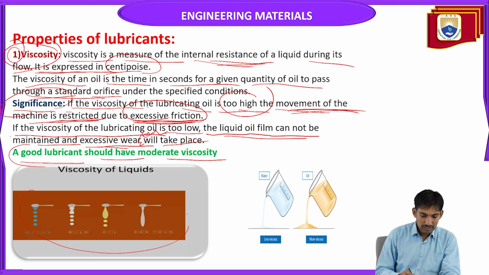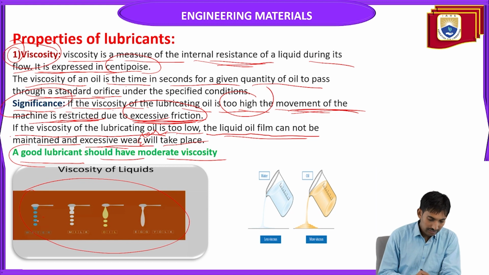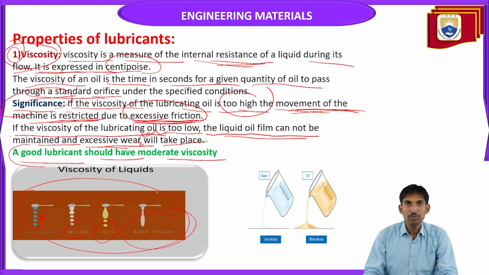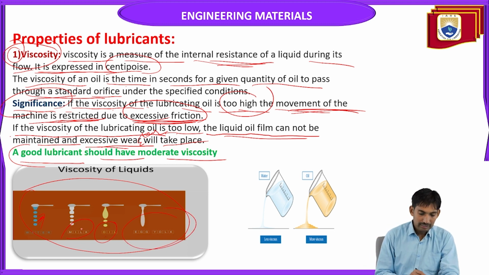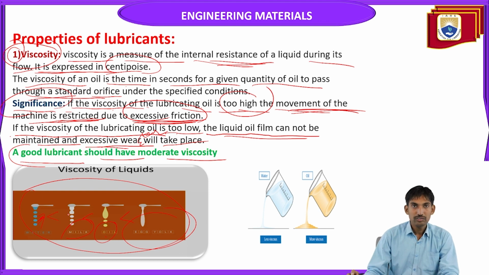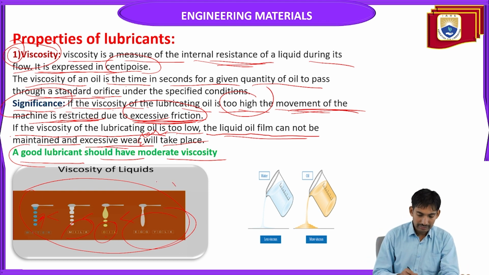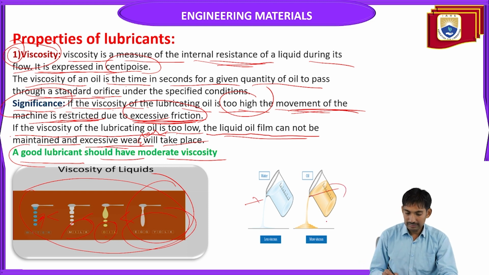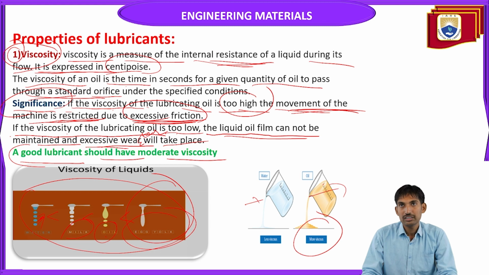See, here are examples of liquids with different viscosities. This is water, which has very low viscosity. Then milk: compared with water, the milk viscosity is more. Similarly, oil has more viscosity than milk, and egg yolk contains more viscosity than oil. This is the order of viscosity: egg yolk is highest, then oil, then milk, then water. Water has low viscosity and egg yolk has higher viscosity. Similarly, oil is more viscous compared with water.